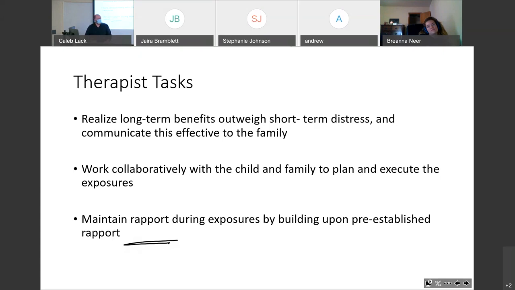They trust you, they like you. You have to maintain that rapport. I don't just start doing exposures the first time I see something. Like, oh, my child's really afraid of snakes. Well, come here, kid. This is a snake. Or, why don't you go look at what's in the box, kid? What's in the box? We just have rapport first.